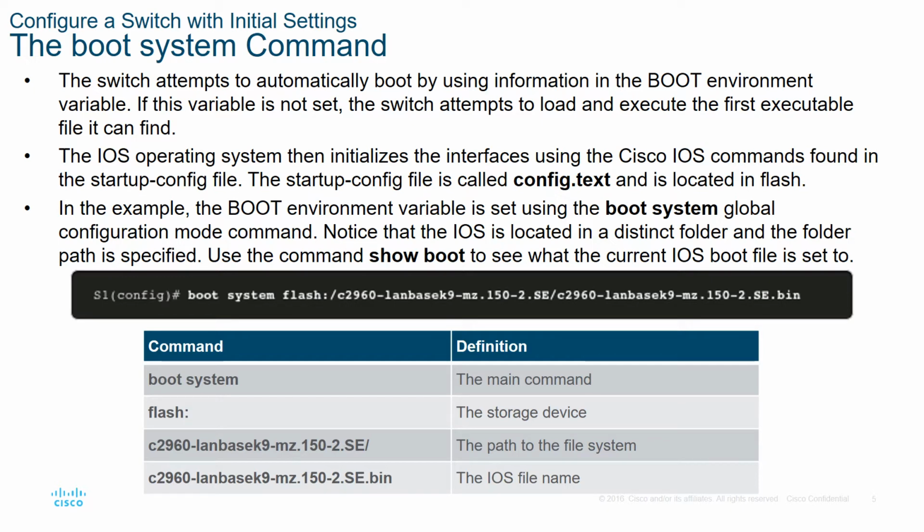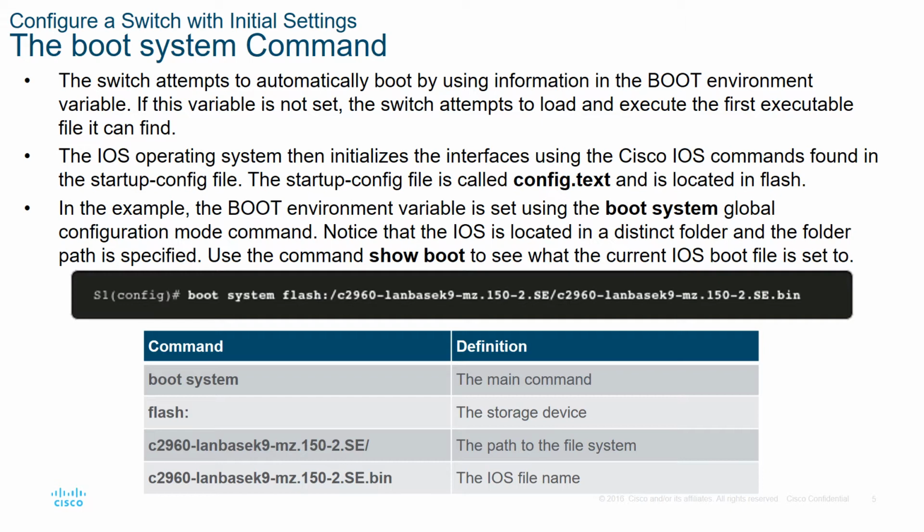can find. Say, for example, two different versions of IOS image files, 150-1 and 150-2, are available in the switch. If you want to know which IOS image is currently loaded, then you have to use the show boot command in privileged EXEC mode. By default, the switch starts with a particular IOS version, for example, 150-1.